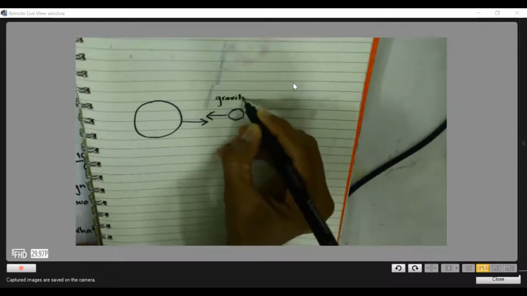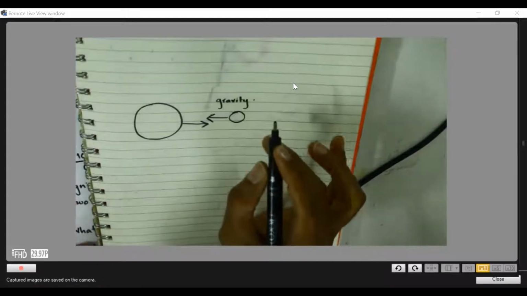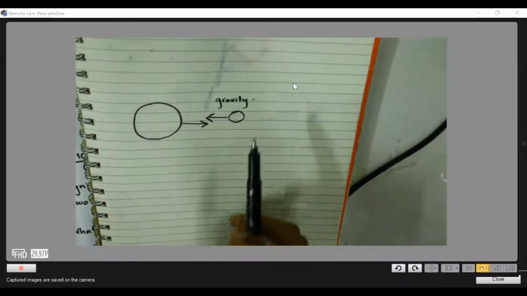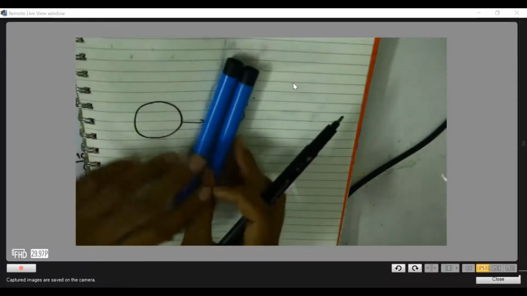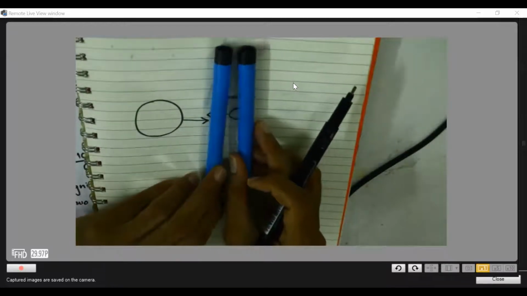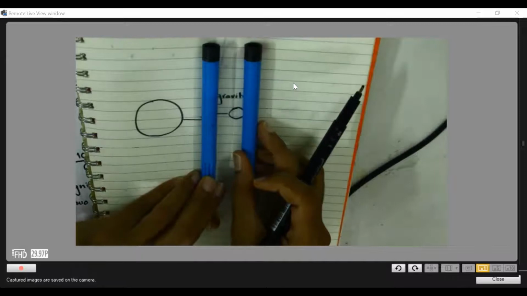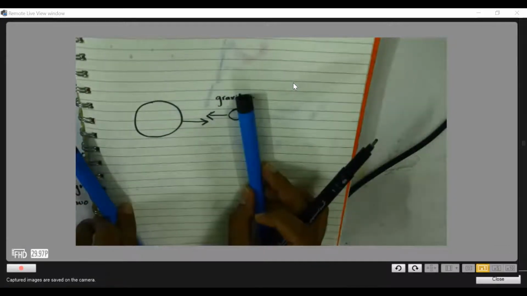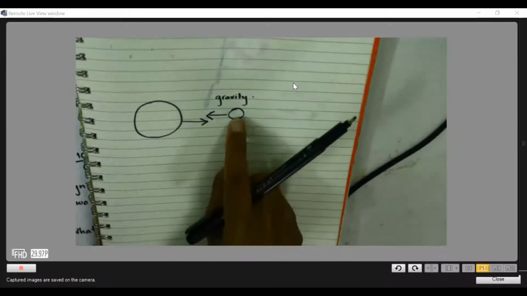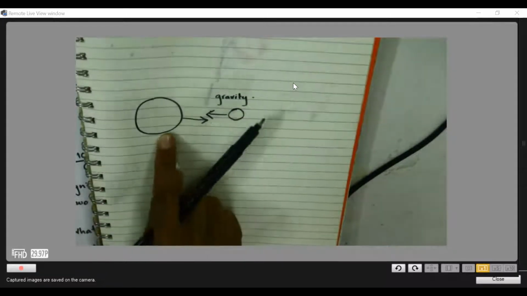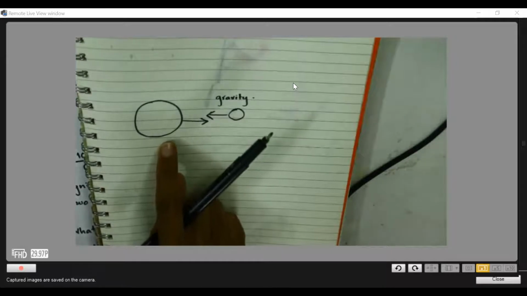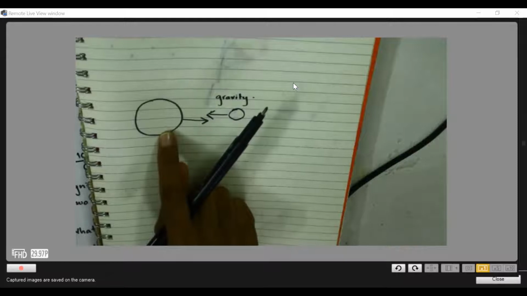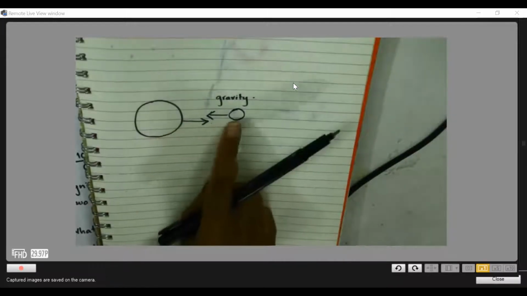So this word gravity is not only for Earth. Gravity can be used for any body. Even if I keep two markers here, they are exerting an attractive pull on each other, and that is also called gravity. More the mass, more the gravitational pull. This cannot pull as much as this can because this is bigger and therefore has more mass. So the gravitational pull will be greater.